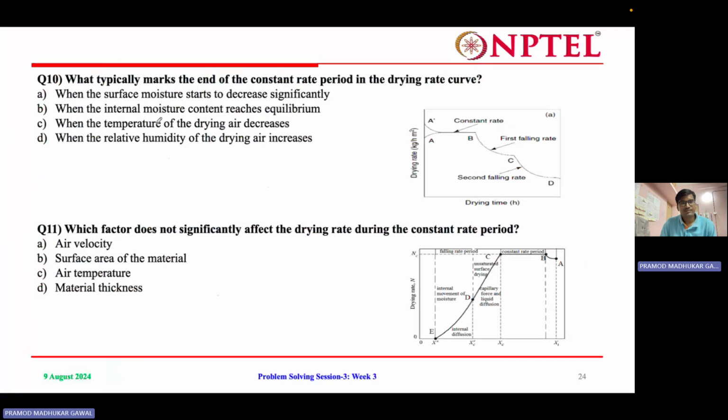Question 10. What typically marks the end of the constant rate period in the drying rate curve?